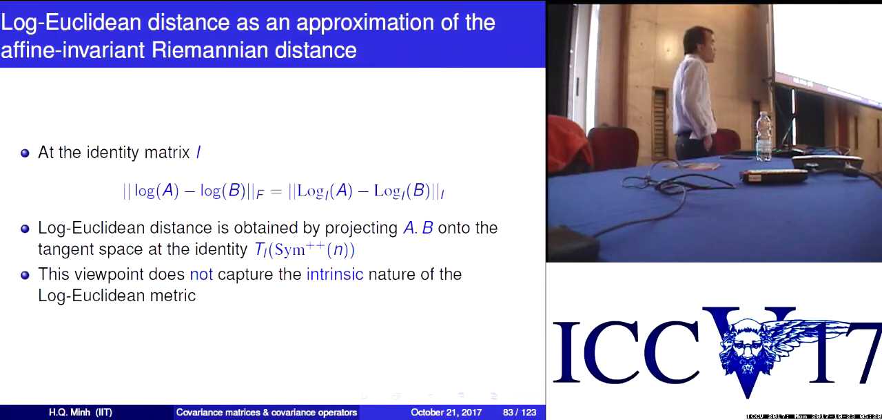So the Euclidean distance on the left-hand side here is actually just the distance we get if we project A and B onto the tangent space at the identity matrix T_I and compute the distance there. Then we obtain the log Euclidean distance. So the log Euclidean distance can be considered as an approximation of the affine invariant Riemannian distance. And this is the second interpretation. This is the interpretation that has been used a lot in the literature, but it does not really capture the string signature of the log Euclidean metric. It's not a complete viewpoint.